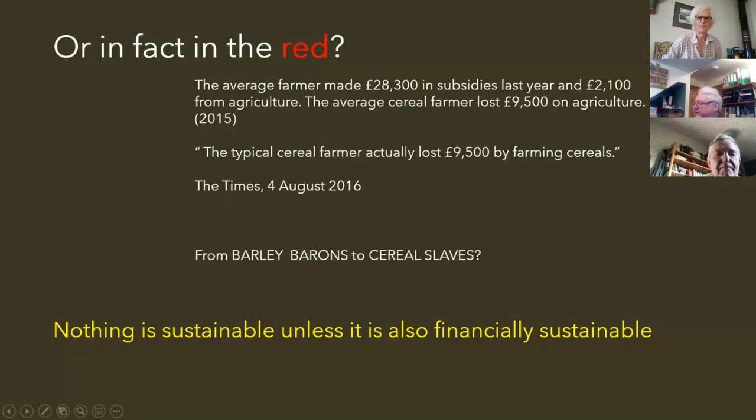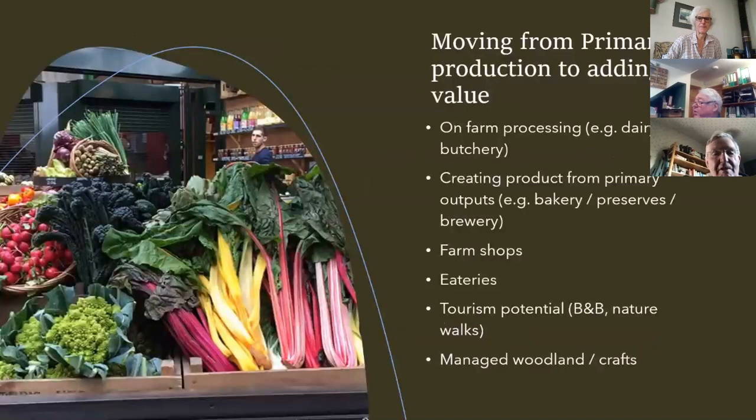I was talking to a beef farmer from Jedburgh, who's a regional councillor here, recently. He said they used to call them barley barons, now they call them cereal slaves. So everything has to be financially stable, or we've just got to get deeper and deeper up to our oxters in the brown stuff.